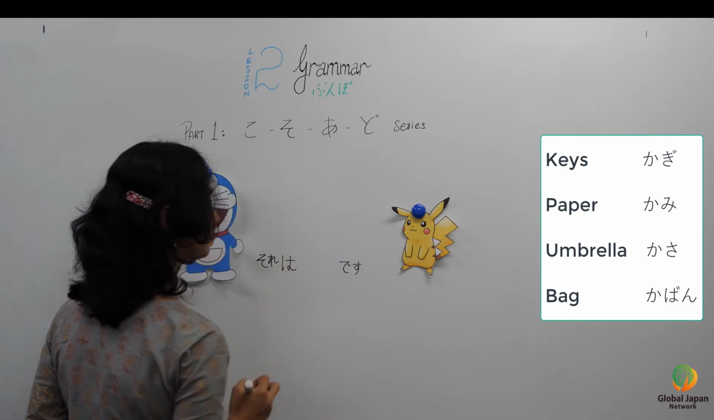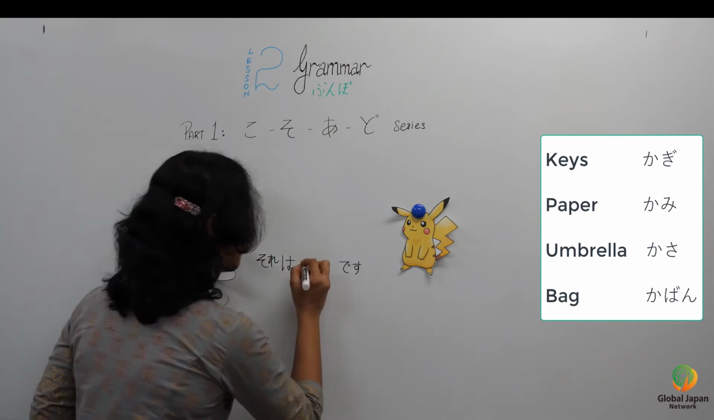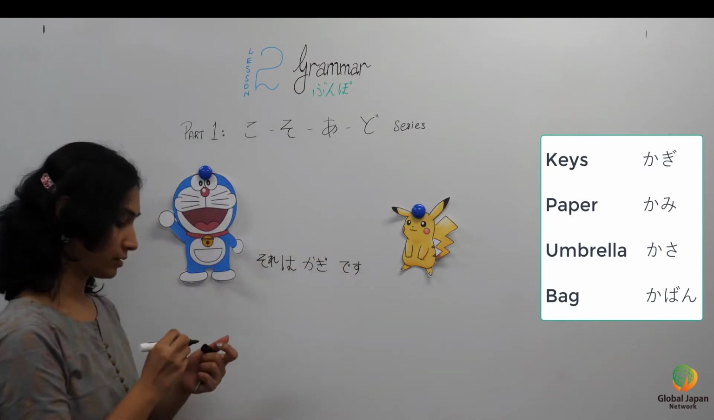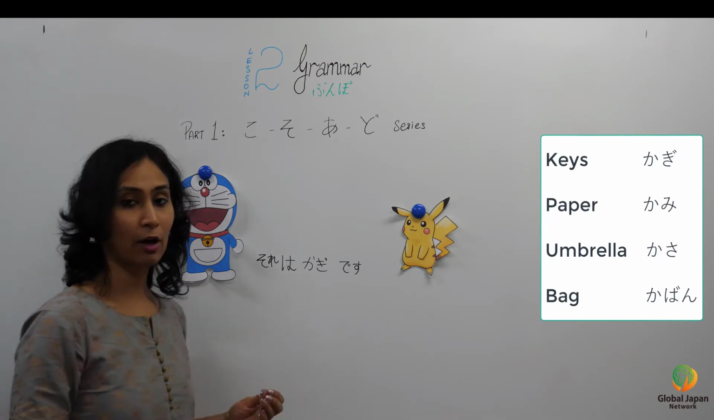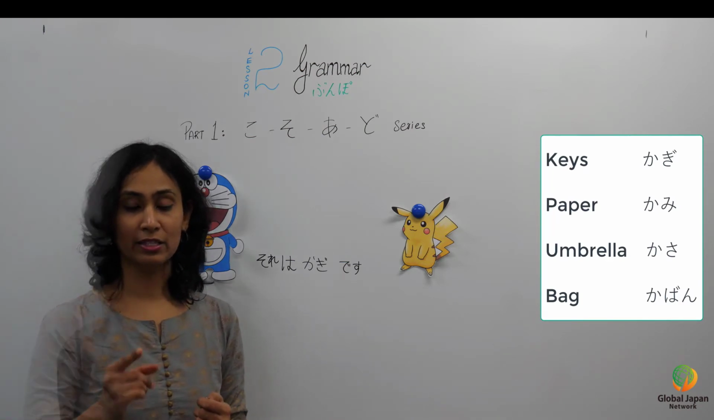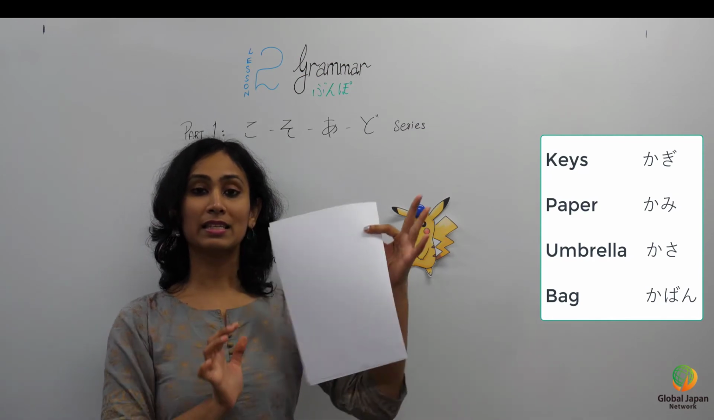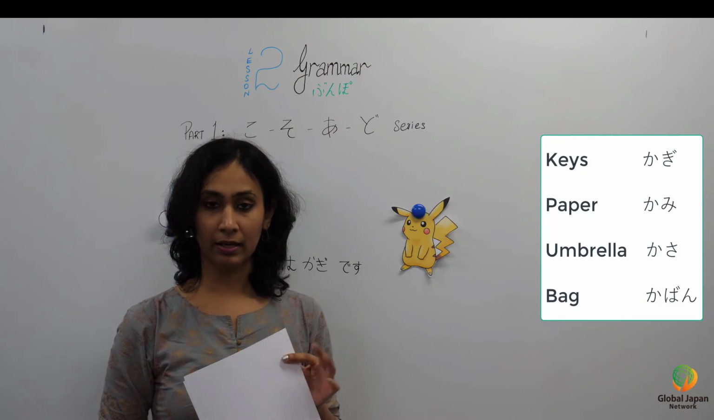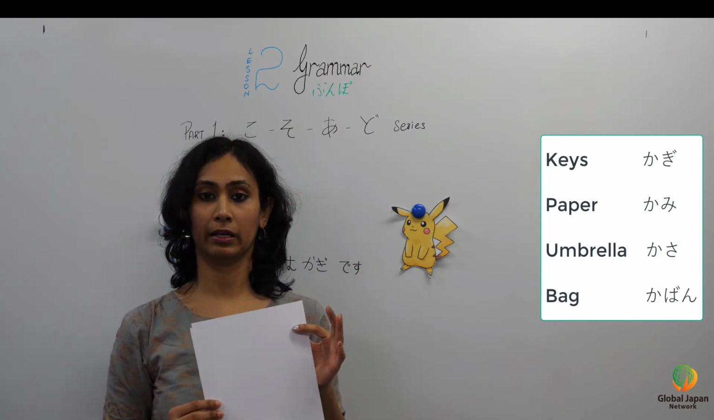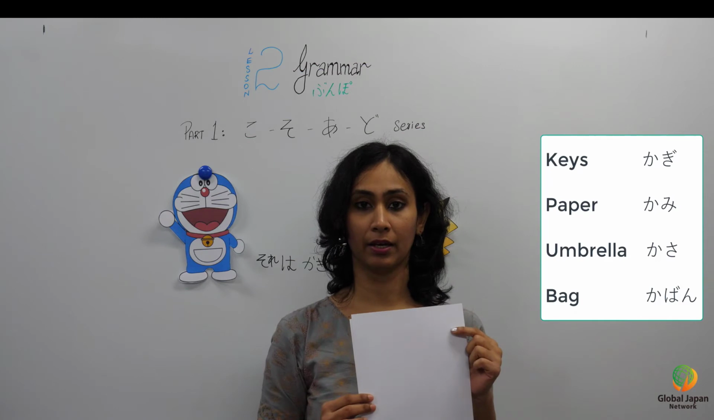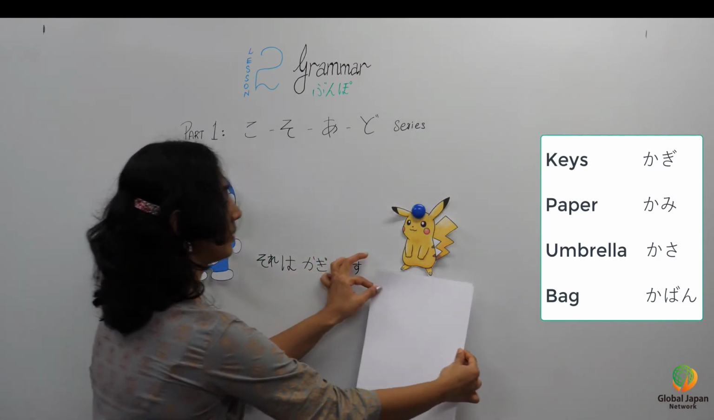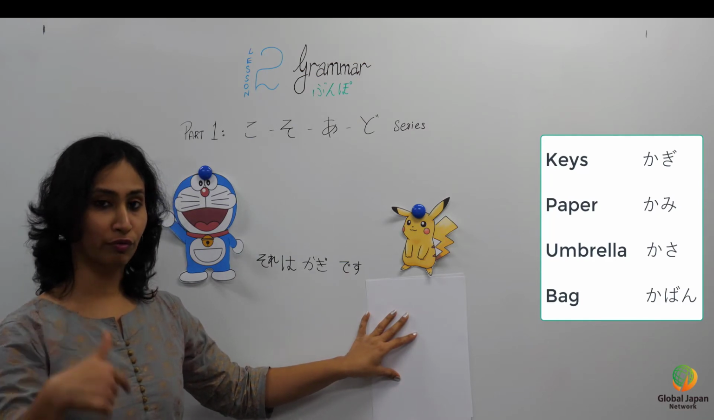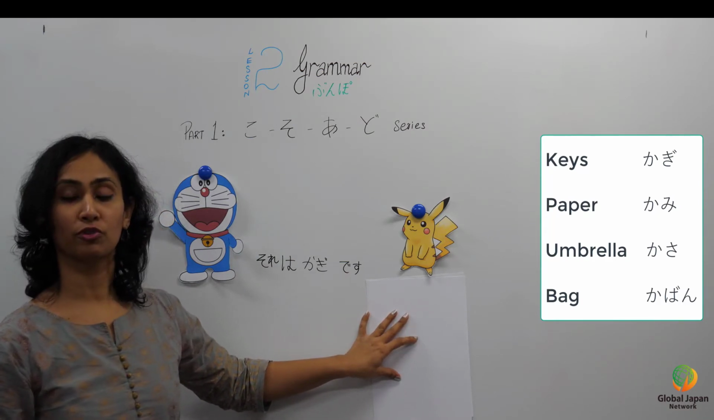Sore wa. What the object name? Kagi desu. So this was the sentence. I hope you got it right. Next object. This is paper. Paper, the word is kami. Kami. So I place the paper here. I want you to frame out a sentence for this object.